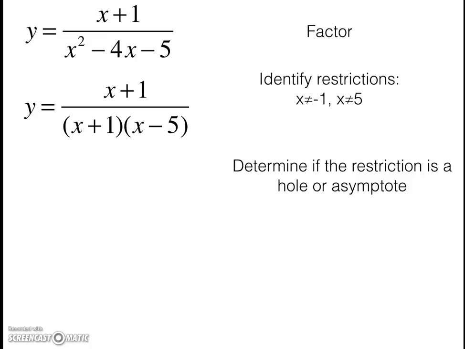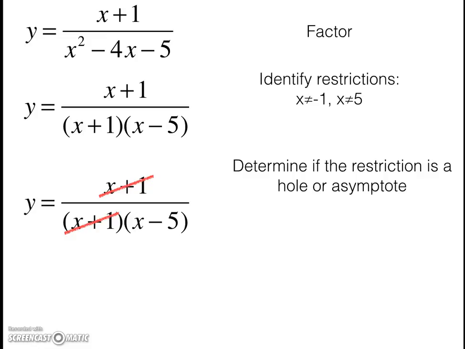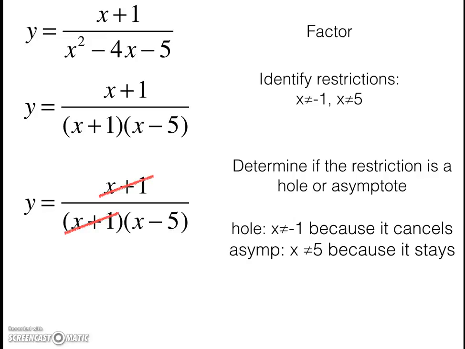Our next task is to determine if the restriction is a hole or an asymptote. We're going to do that by seeing if anything cancels out. So we have x plus 1 in the numerator and the denominator. They cancel out. Therefore, that means the hole is at x equals -1 because it cancels out, and the asymptote is at x equals 5 because it stays in the function. So the simplified version of this function is y equals 1 over x minus 5.